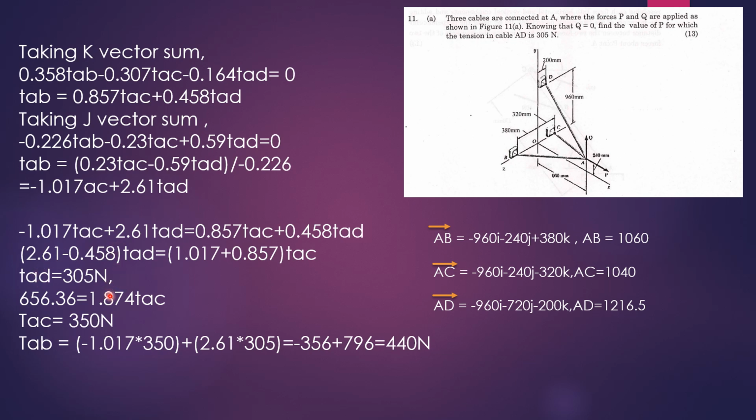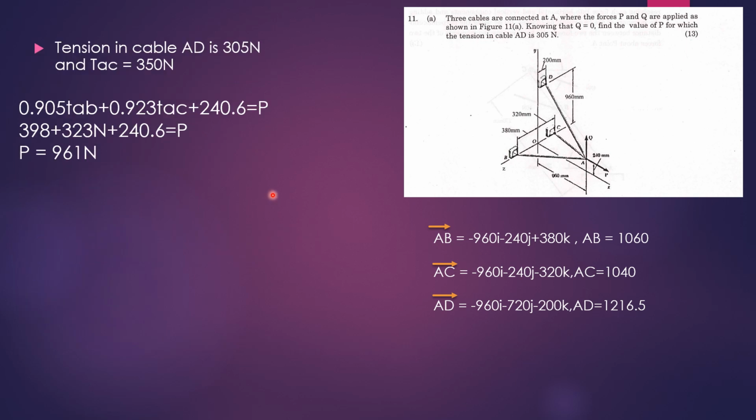Applying that here, we also get TAC equal to 350 Newton. Sorry, 305 is already given. When you apply that, you will get 350, and TAB will be 450 after resolving these equations. Taking both of these, we can find the j vector where we have seen the P value. When you put in all the known values, we get the unknown P, which is 961 Newton. This is how we find the value of P.